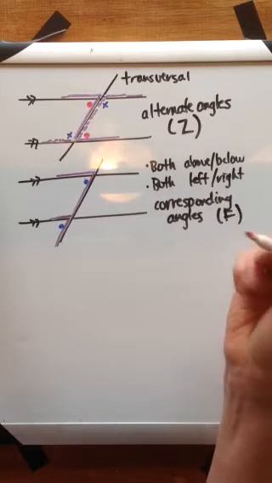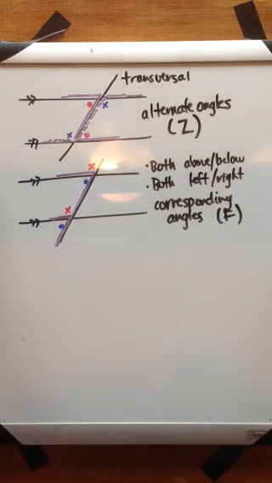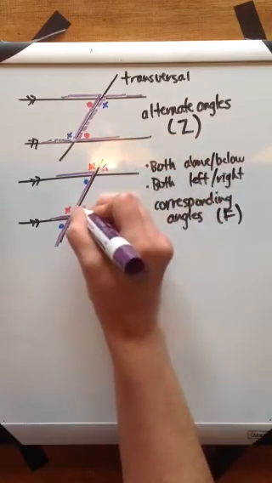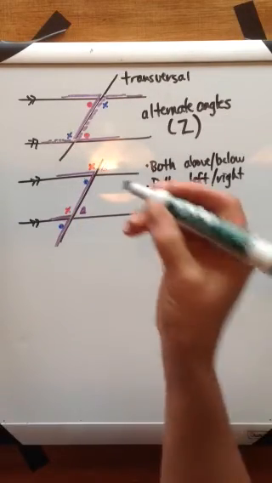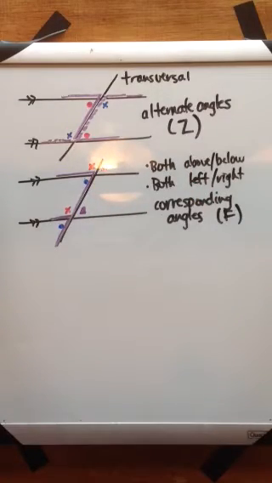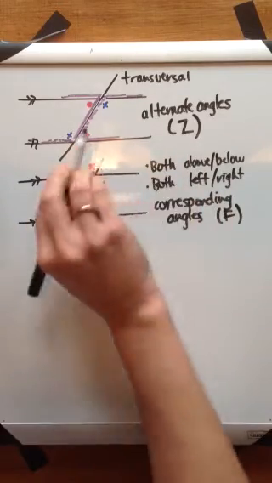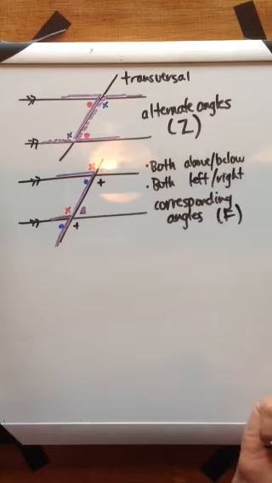You can also identify that the ones that are both above and both to the left must be corresponding angles. You can also identify that these ones right here are both above but both to the right of the transversal. And in a similar fashion, you notice that these two angles that are here, both below the parallel lines and both to the right of the transversal, would also be corresponding angles. So there's all kinds of them in there to choose from.